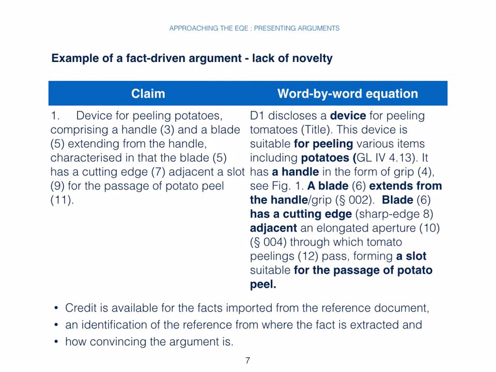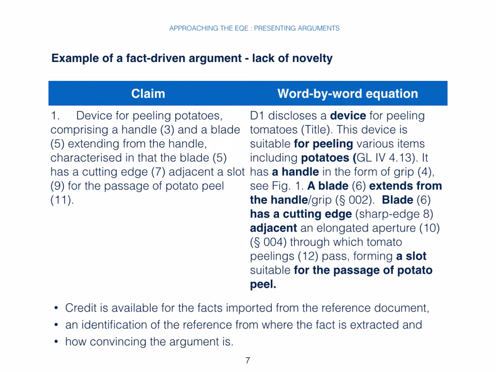Blade 6 has a cutting edge, sharp edge 8, adjacent an elongated aperture 10, paragraph 4, through which tomato peelings 12 pass, forming a slot suitable for the passage of potato peel. Credit is available for the facts imported from the reference document as equated to the claimed features, also for an identification of the reference from where the fact is extracted, and how convincing the argument is.